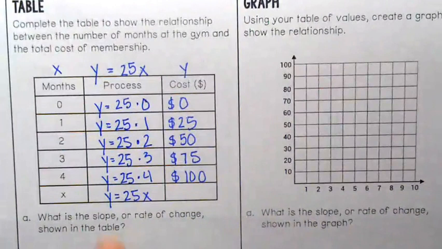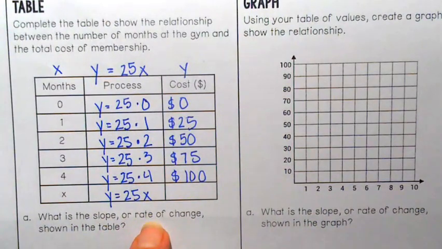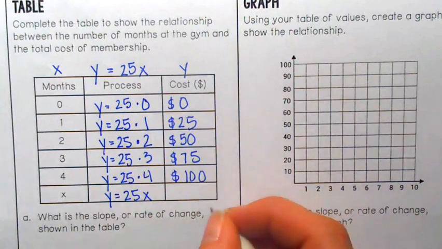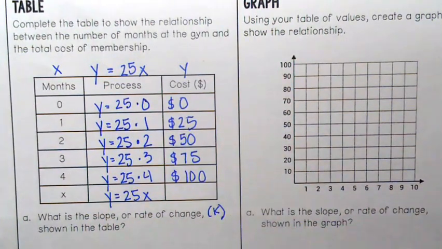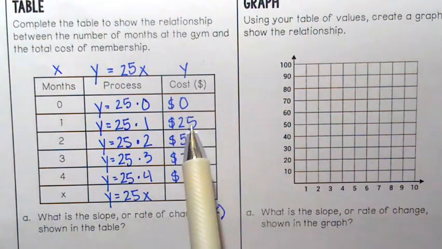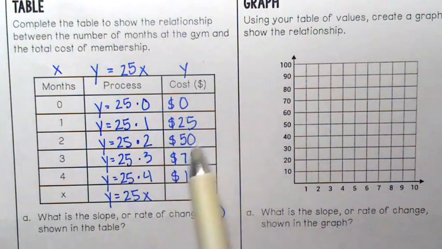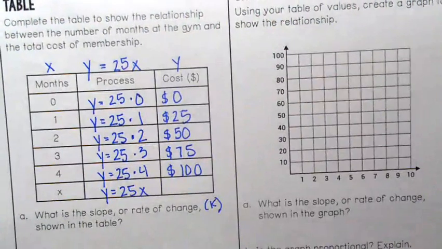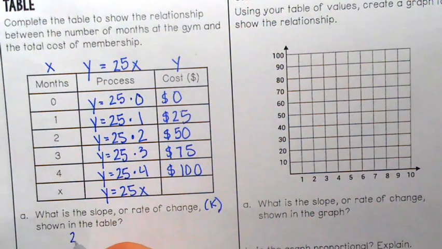Okay, so what is the slope or rate of change? There's a lot of different words here. This is the same thing as your K. What is it constantly changing by? It goes 0, 25, 50, 75, 100. It's going up by 25. We could also do 25 divided by 1. That's 25. 50 divided by 2. That's 25. 75 divided by 3. That's 25, etc. Because your rate of change is y divided by x. And we always get 25. So your slope is $25. We'll call it K right now.